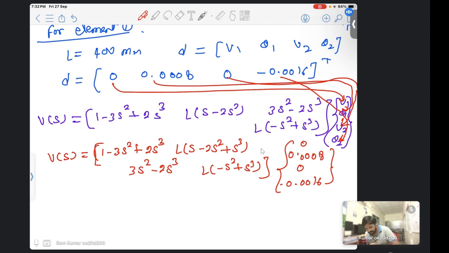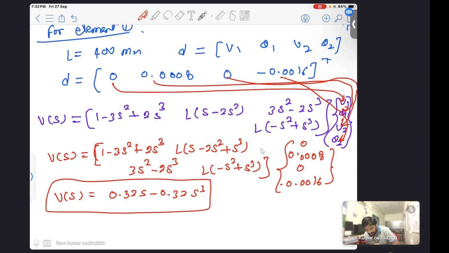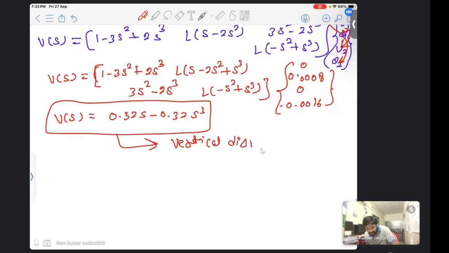So after solving that, what will we get? We will get v(s) equals 0.32s minus 0.32s cube. This will be our vertical displacement for element 1.